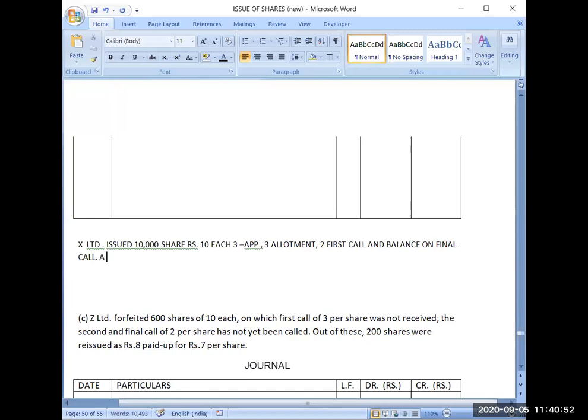A holding 100 shares, not paid allotment, and his shares were immediately forfeited. So now tell me the next.